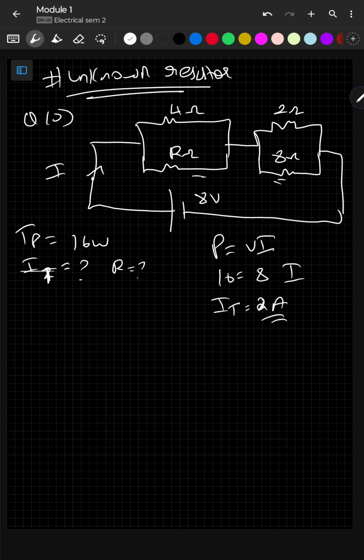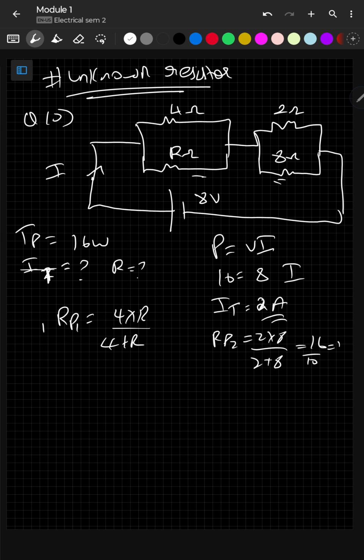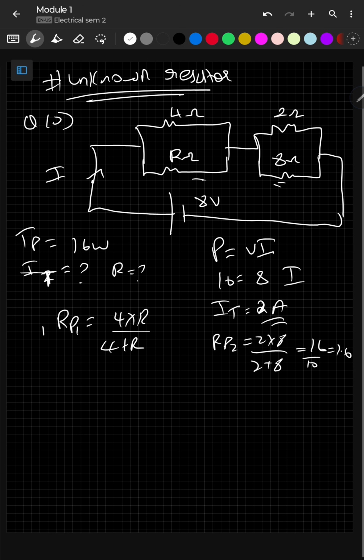First let's solve RP1, RP2, all of that. RP1 equals 4 into R by 4 plus R, and RP2 will be 2 into 8 by 2 plus 8. So 16 by 10, that is 1.6. So I will write it as 4R by 4 plus R and 1.6.